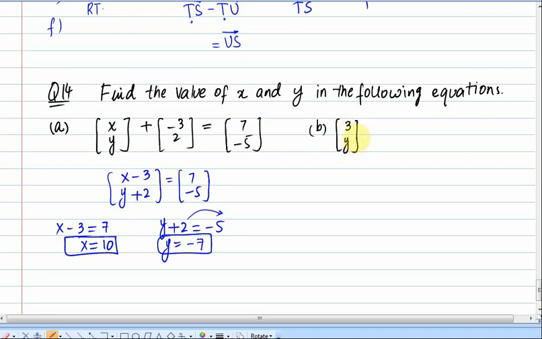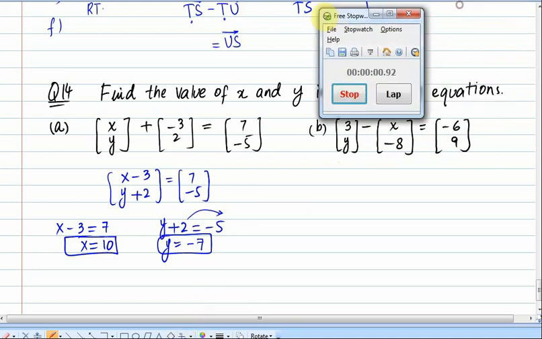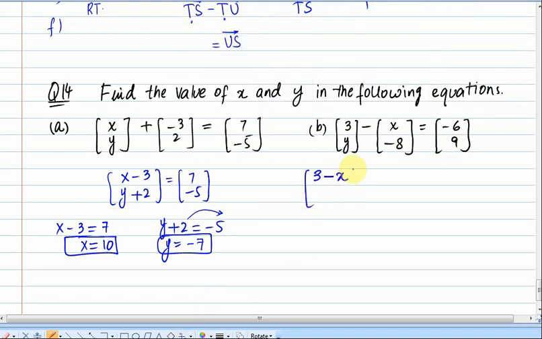3 y minus x minus 8 is equals to minus 6, 9. So you have a minute to solve the question and your time starts now. The second row, it will be y. The minus leads to positive. y plus 8 is equals to minus 6 and 9.